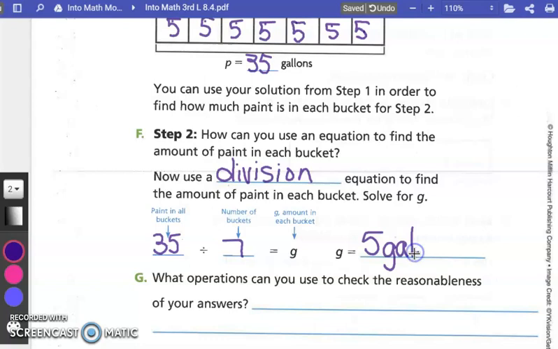And we could add 5 gallons of paint in each bucket, or we could just say, since it asks how much paint was in each bucket, we could just say 5 gallons. So you can just put 5 gallons. Okay. Why did I put gal?